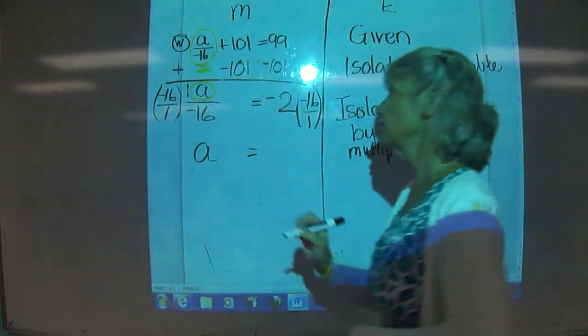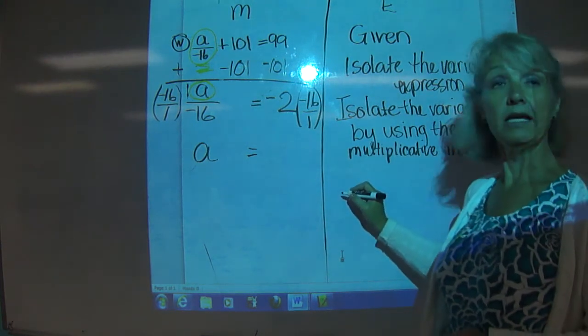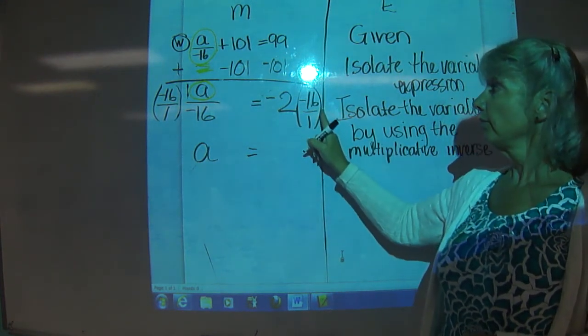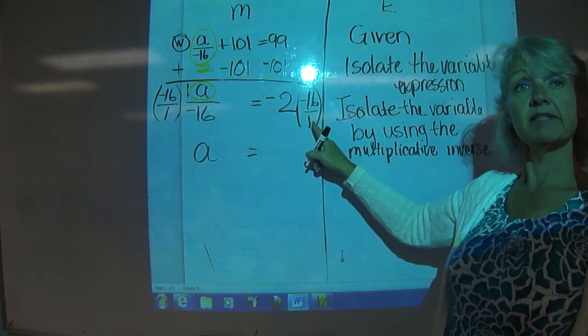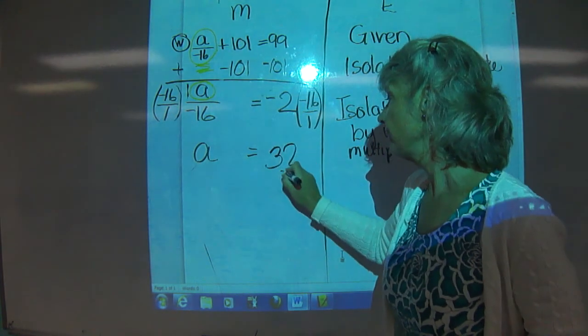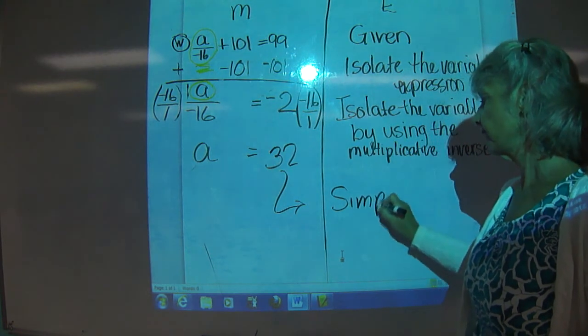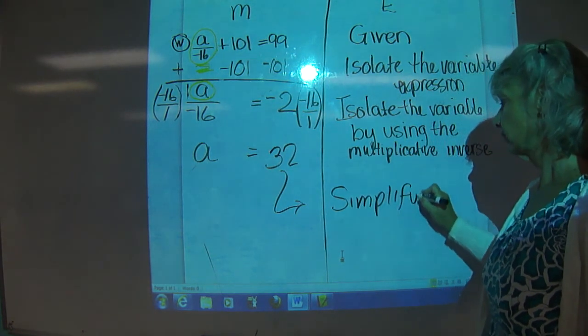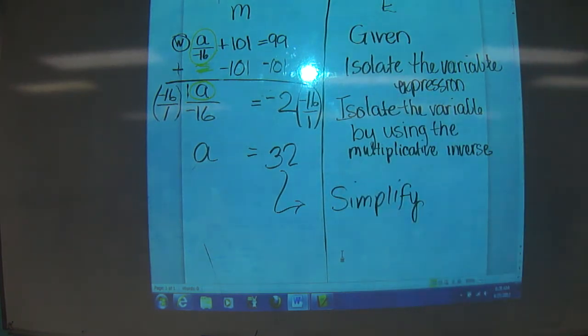And what is A equal to? A equals 16 times 2? And a negative times a negative is a positive. So A equals 32. And that step was to simplify or solve. So we really only do 2 steps in a 2-step equation. Okay?